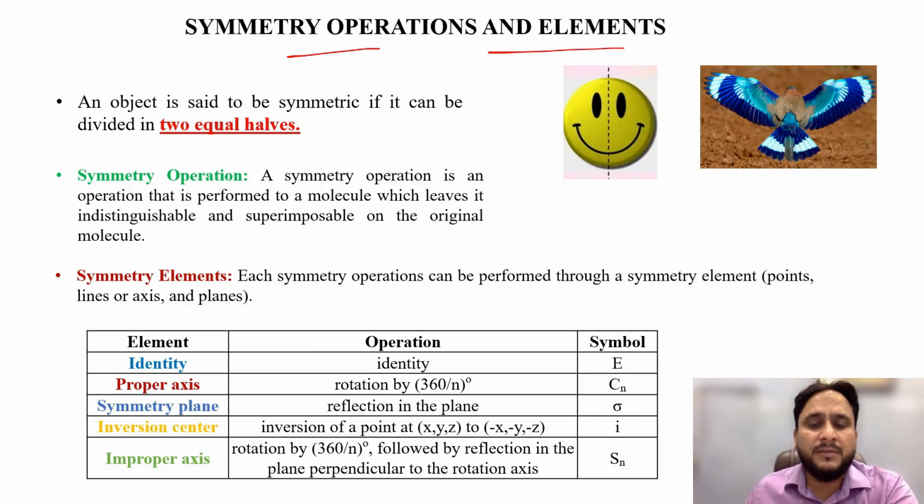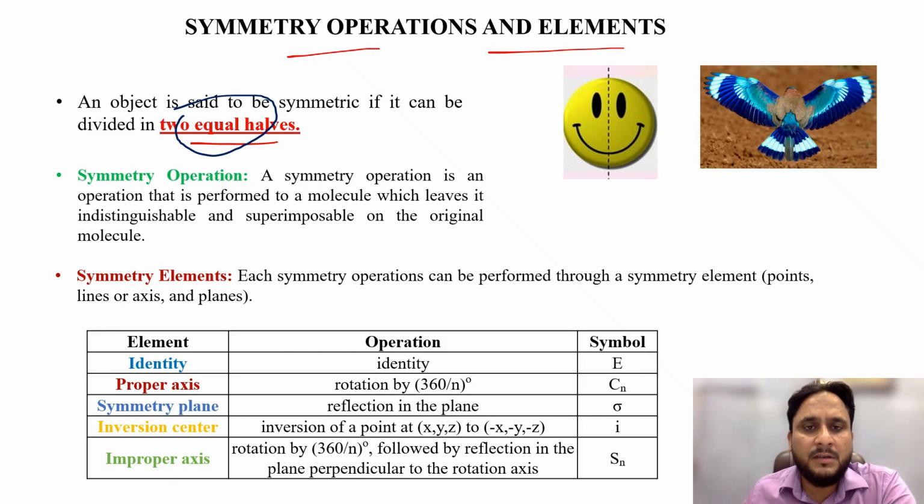Symmetry is basically defined as the property of a material by which it can be divided into two equal halves. Or I can say that an object is said to be symmetric if it can be divided into two equal halves.